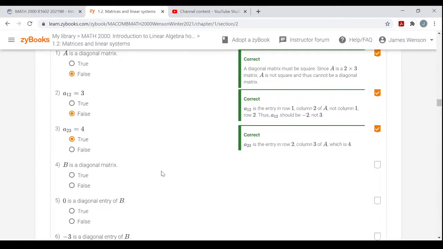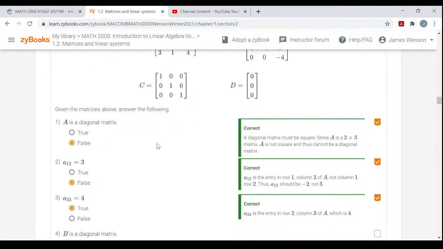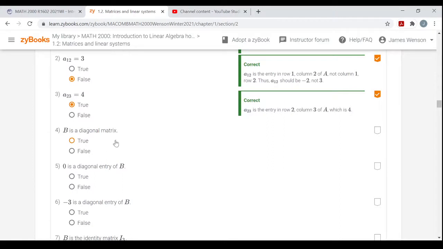Matrix B is a diagonal matrix. Yes, all right, it's a square matrix, and all the entries that are not on the main diagonal are 0s. So yes, that is a diagonal matrix.